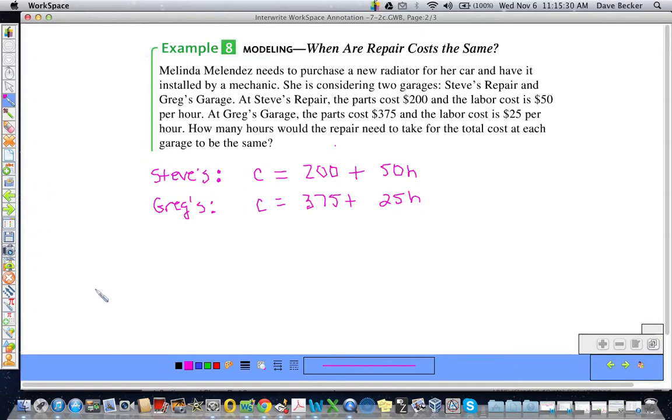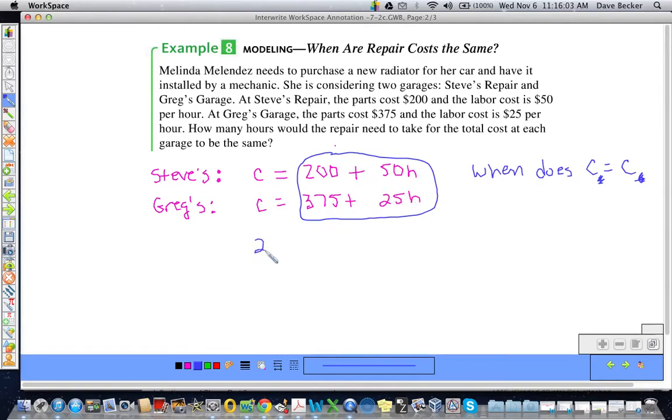So the question is, when does cost equal cost? In other words, the cost of Steve equal the cost of Greg. When are the costs the same? Well, they want to know when this C is equal to this C. Since the C are equal to these, all I have to do is set this equal to this and solve for the number of hours.